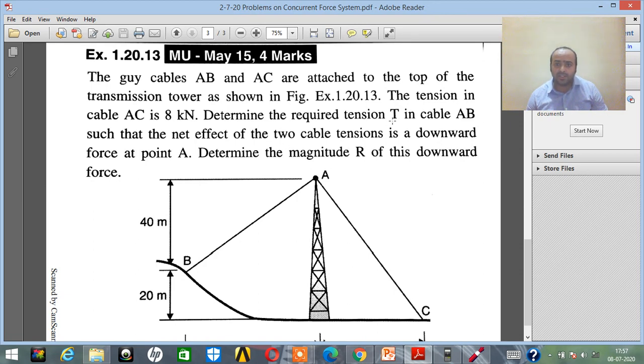Determine the required tension T in cable AB such that the net effect of the two cable tensions is a downward force at point A. Determine the magnitude R of this downward force.